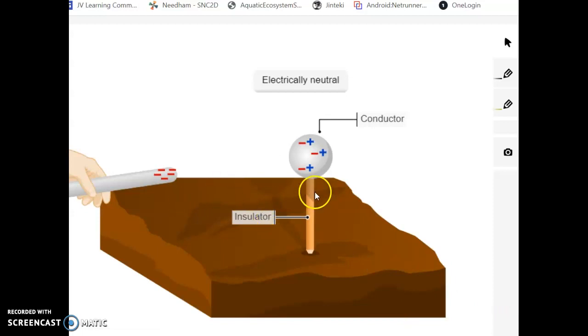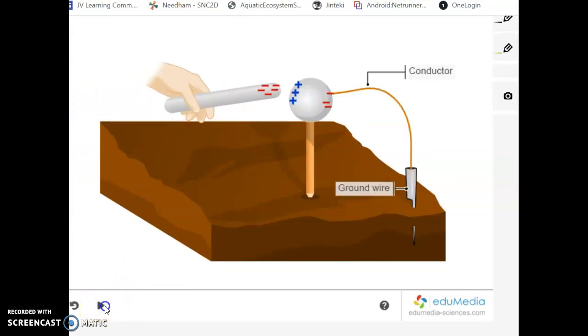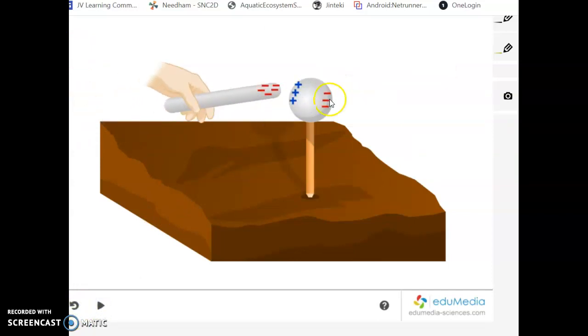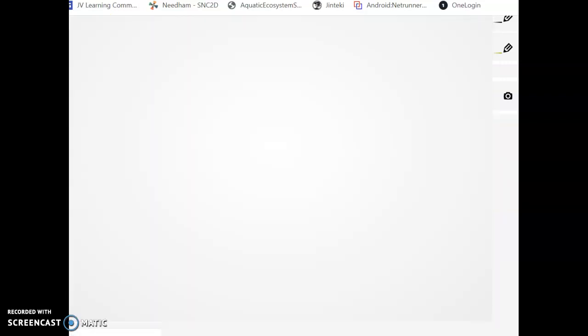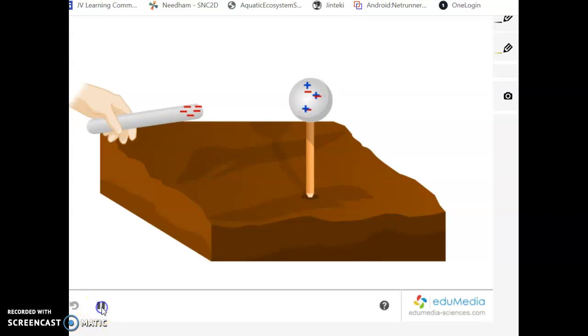Okay, so let's take a look. We have here our sphere, and we have the ground, and right now this is a neutral sphere, and we have a negative rod. Let's look to see what happens when we hit play. Right now, let me pause it. Before the ground is attached, this is a temporary induction. If this rod were to be removed again, this would simply go back to being neutral. If we hit play, you'll see what happens when we attach the wire.